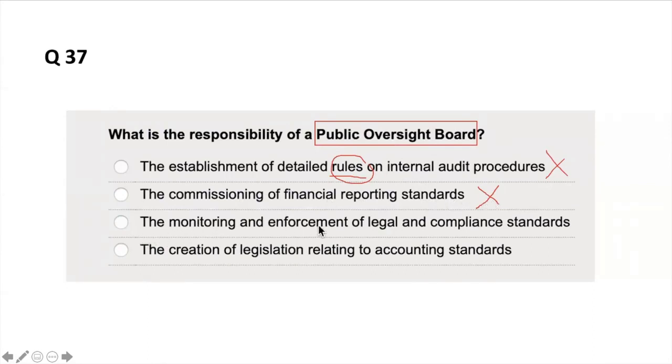The monitoring and enforcement of legal and compliance standards, that sounds very, very good. So they are an oversight board. So the word monitoring is very close to that. And they make sure that they enforce the standards that are required. So yes, this is a very good option. So I like this one. I'm going to tick it from now. And finally, the creation of legislation. They're not a lawmaker. They don't make any laws relating to accounting standards. They actually do the oversight. They monitor. So that's the answer. The answer would be option number 3.